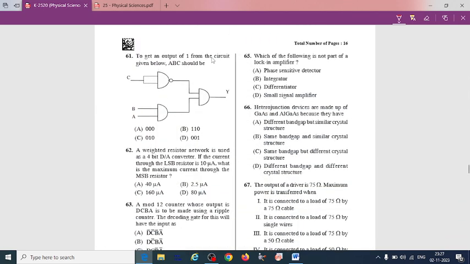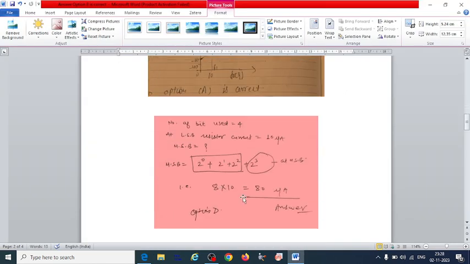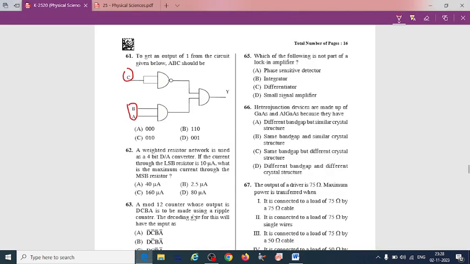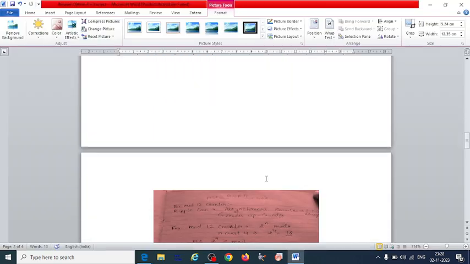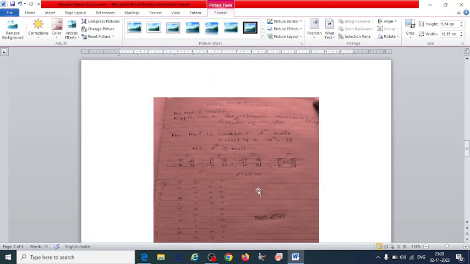To get an output of 1 from the circuit given below, A, B, C should be. So the value of A, B, C should be. Here the correct option, if we simplify the circuit diagram, is option B, 110.